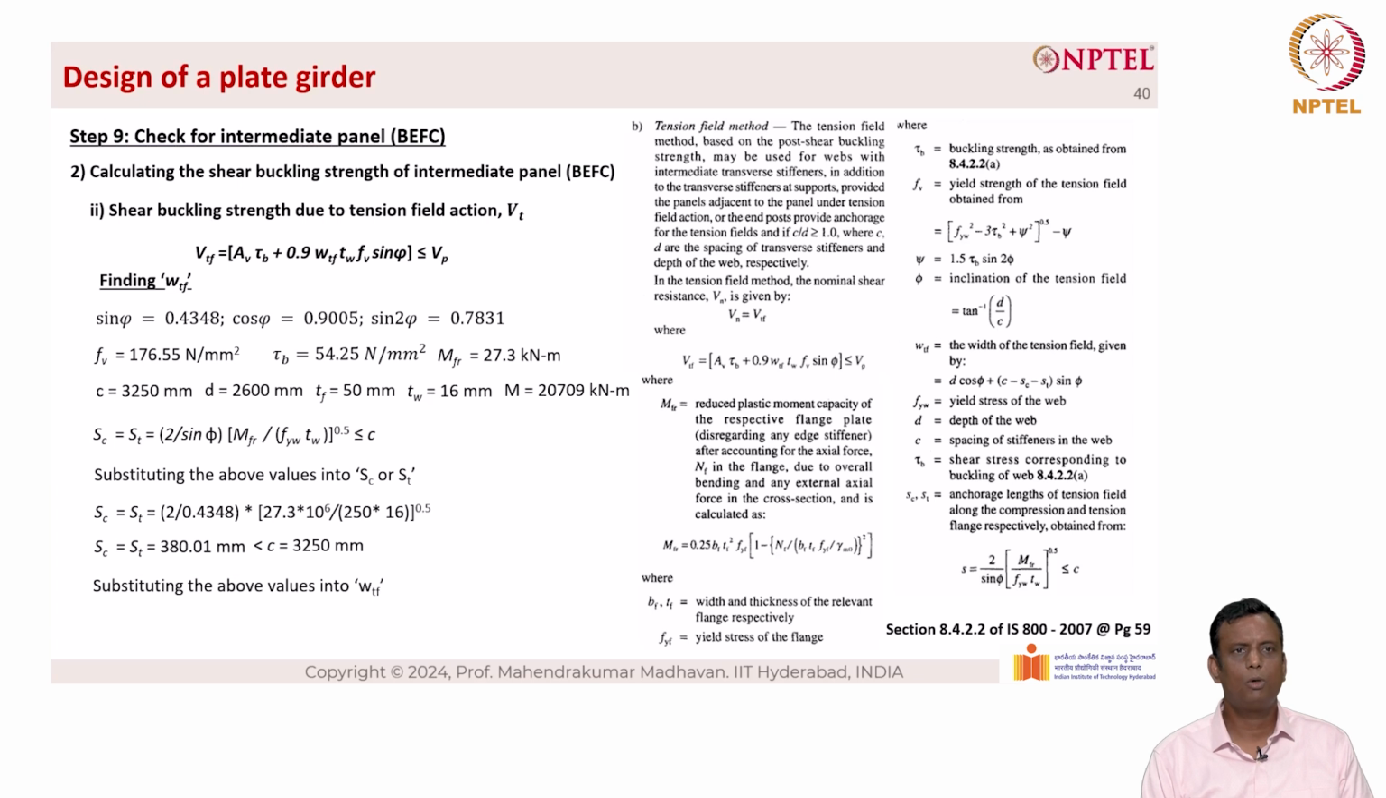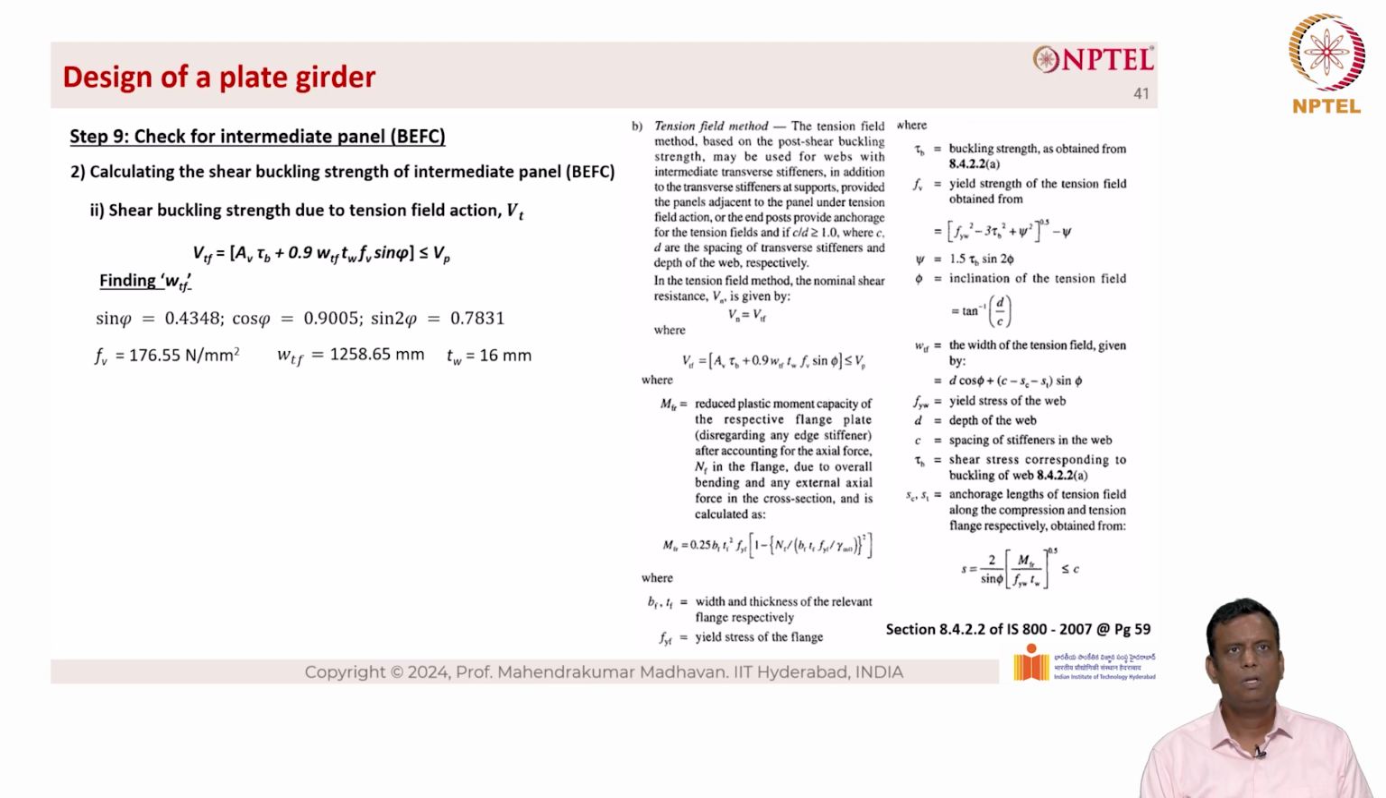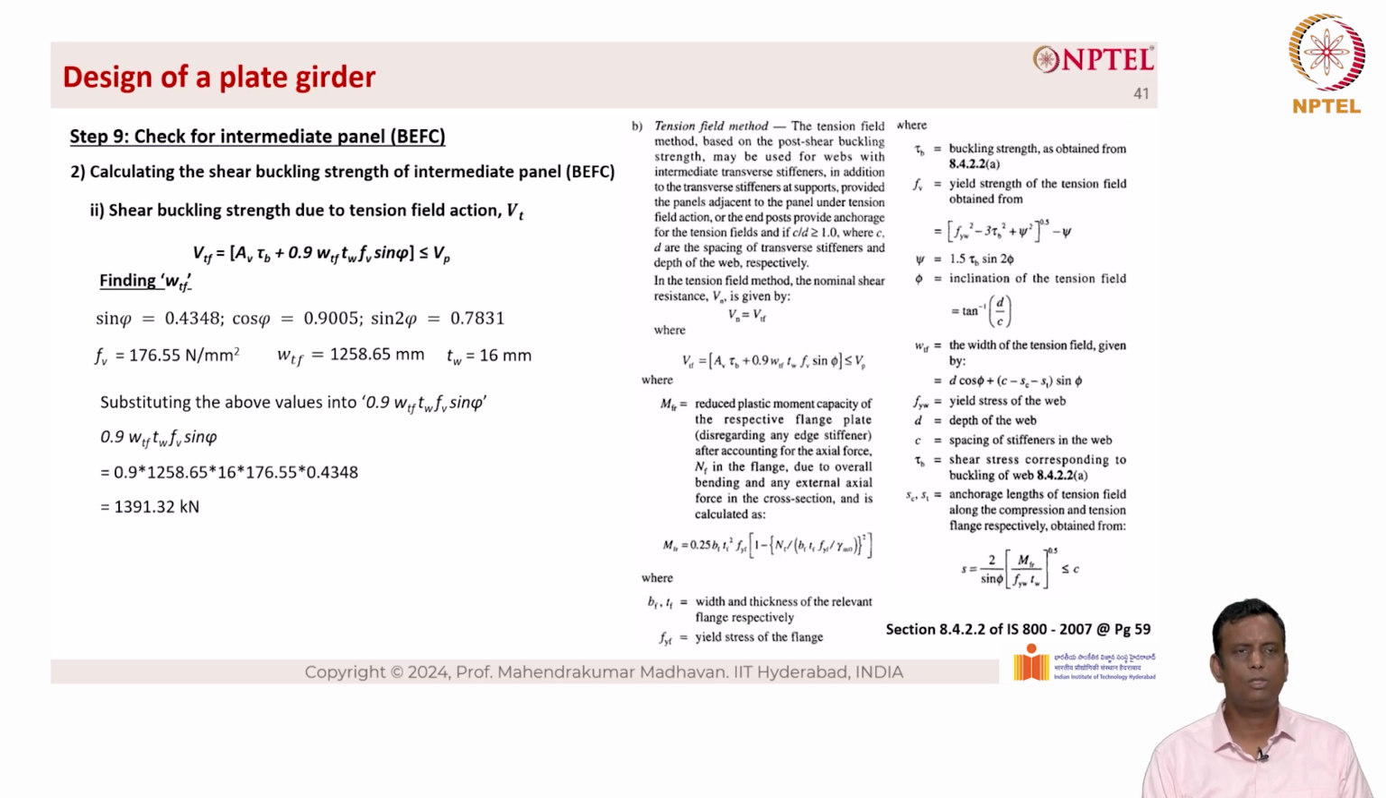Now, substituting the above values into WTF, we have WTF equal to D cos phi minus (c minus S sub C minus S sub T) into sin phi. And when we do so, we have WTF equal to 1258.65 mm. Now we got WTF, we have FV, we have sin phi, we know what is TW. So when we run the numbers into the above equation, 0.9 WTF into TW into FV into sin phi is given as 1391.32 kilonewton.